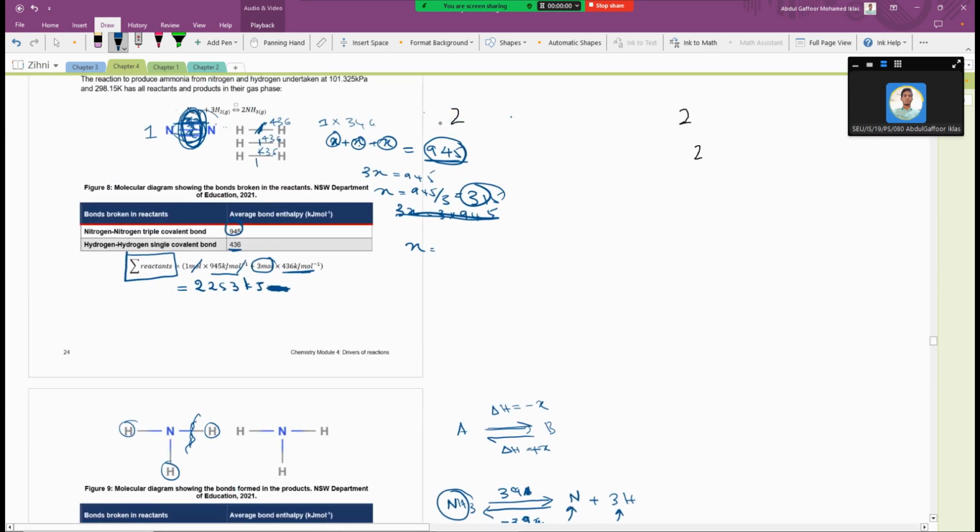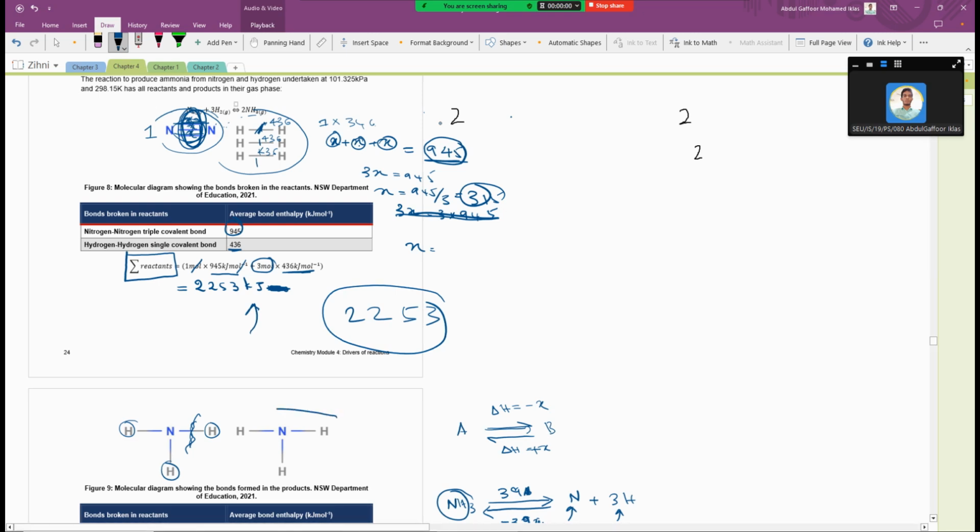Now you see, here we have nitrogen and hydrogen, right? So if we want to break these bonds, this amount of energy should be absorbed. 2253 amount of energy is there. Now we have already studied the law of conservation of energy, right?